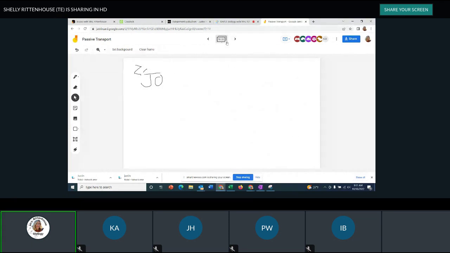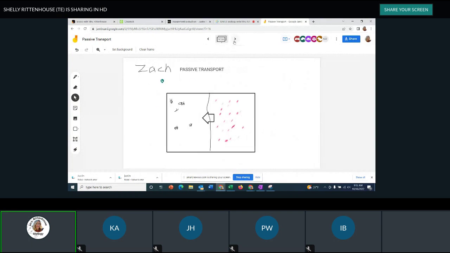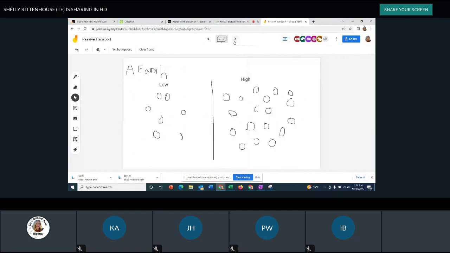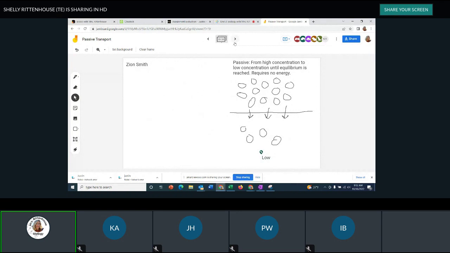Good. And if you want, you can draw your names. You can also use the text box. Good job, Kyra. Will you tell me which one this is? Moving from high to low. Just label that for me, but that looks great. This is fantastic, Zach. Yes. Good. I love this too. Show me the direction with an arrow and label that, and that's looking great. Good, Justin. It would be fun if somebody showed what the membrane looks like in a cell, maybe added the lipids.